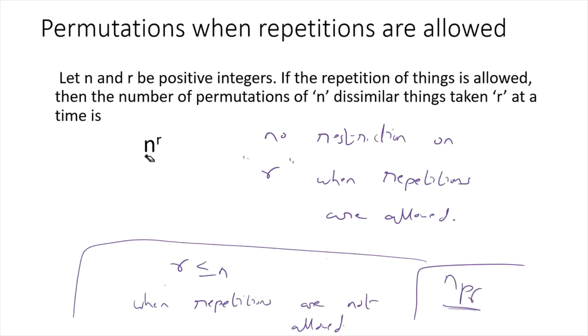So n raised to r gives the number of permutations of n distinct objects when repetitions are allowed. When repetitions are not allowed, then the number of permutations is going to be nPr.